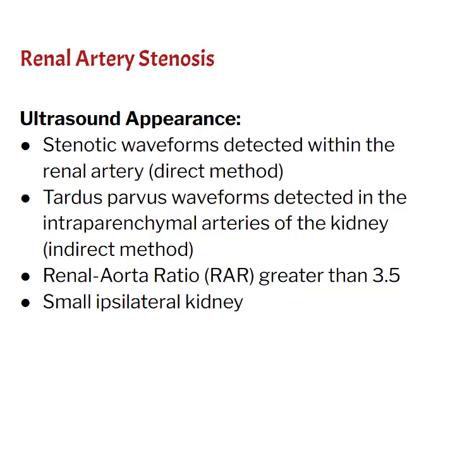Another tool that we have is something called the renal aorta ratio, and that is where we compare the peak systolic velocity seen within the renal artery to the peak systolic velocity seen within the aorta. That should not be greater than 3.5. So for example, say we have a renal artery peak systolic velocity of 300 and our aorta peak systolic velocity is 65. That 300 compared to 65 is greater than 3.5 times the peak systolic velocity in the aorta. So that is also indicative of a renal artery stenosis.